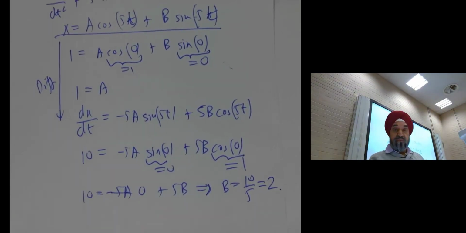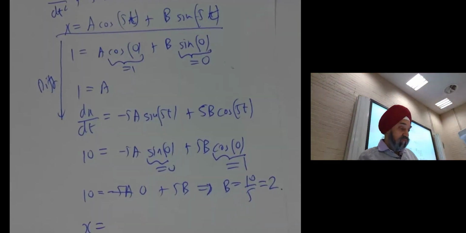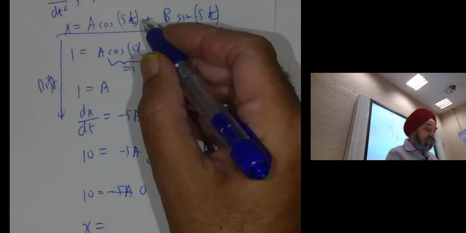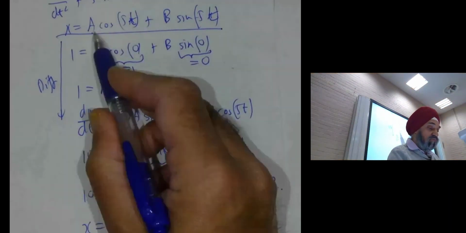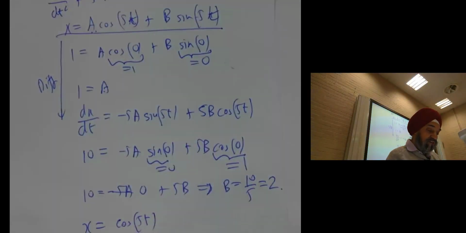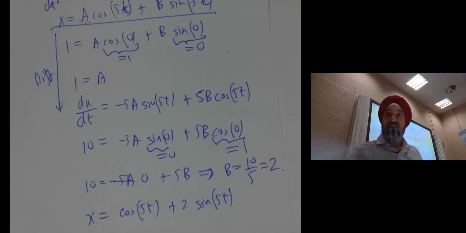So what's our solution going to be? What's our particular solution? X is equal to what? You tell me. Cos 5t. A is 1, look, there. So you put 1 there, so it's cos 5t, plus 2 sine 5t. Okay, that's your particular solution for that differential equation.